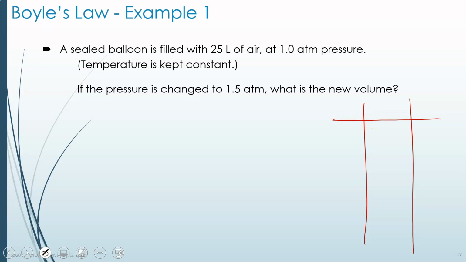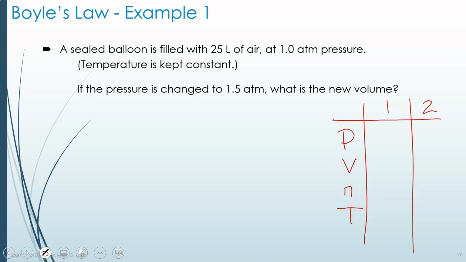We'll have our initial conditions, we'll call them condition 1, and final conditions, condition 2. You can call it initial and final, or 1 and 2, it doesn't matter. We have 4 things that can change in all of our gas problems here: P, V, N, and T.